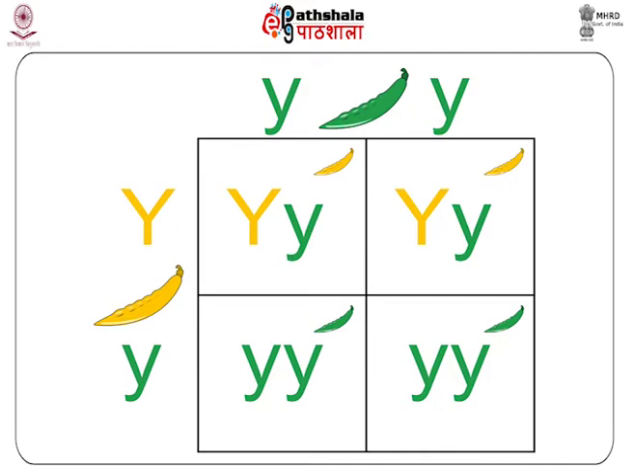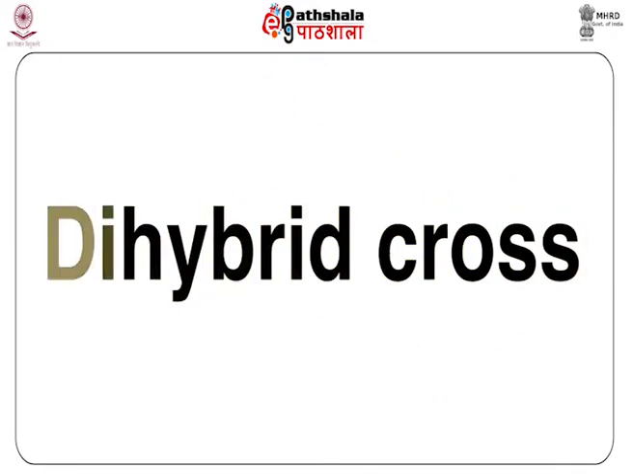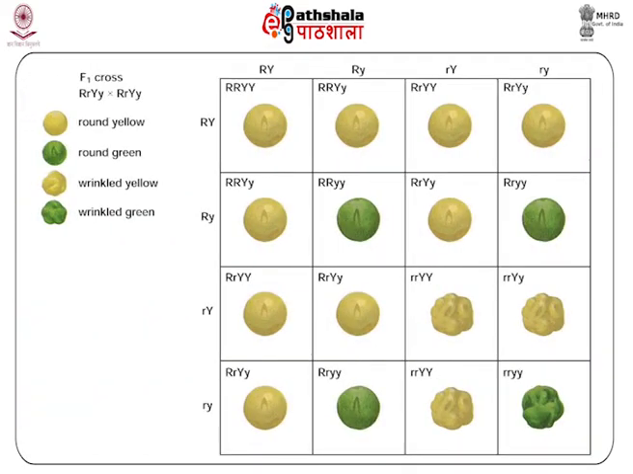The allele capital Y encoding for the yellow seed color is dominant. So the four quadrants in the Punnett square depict all the possible outcomes in the next generation. Thus, since the cross involves only one character, that is seed color, it is a monohybrid cross. Next, we move on to dihybrid cross. Similarly, the cross between two pairs of characters, or a cross made to study simultaneous inheritance of two pairs of genes, is called a dihybrid cross.